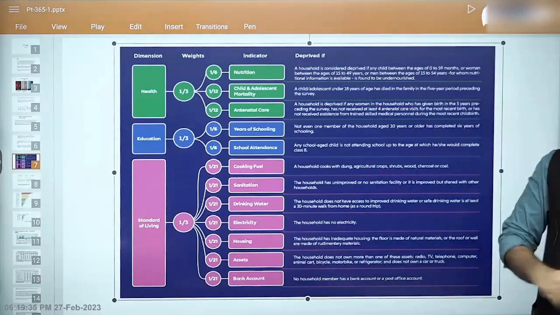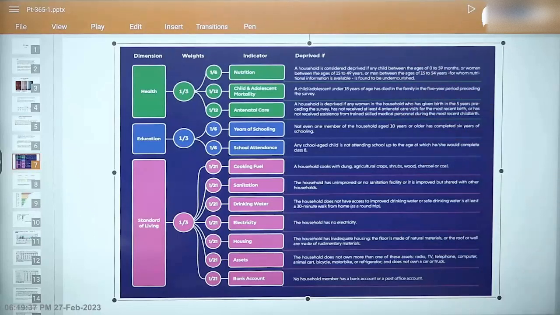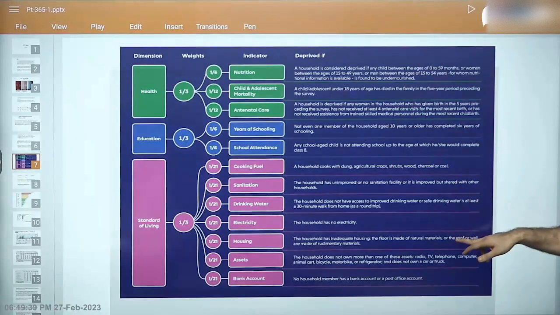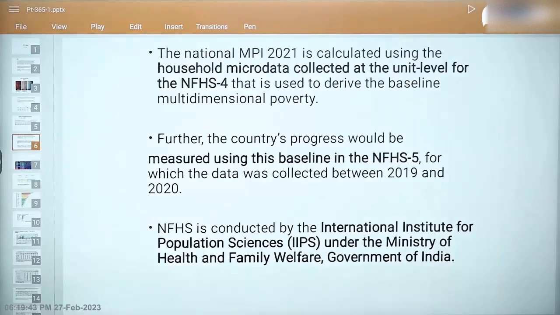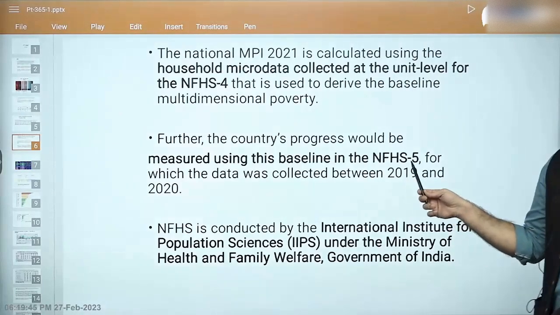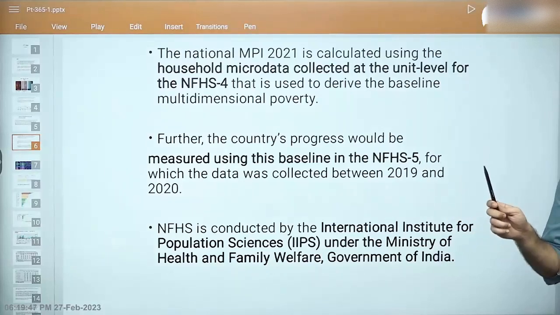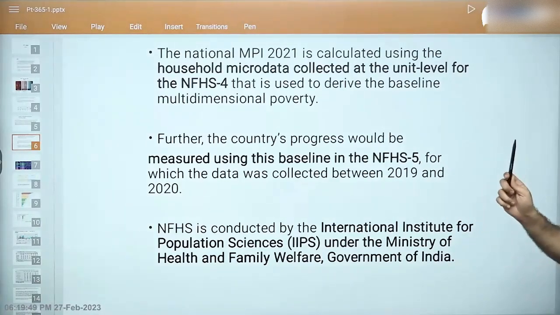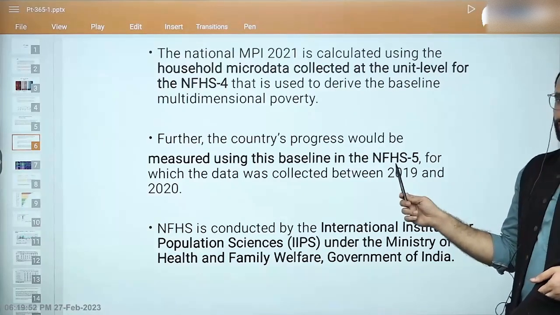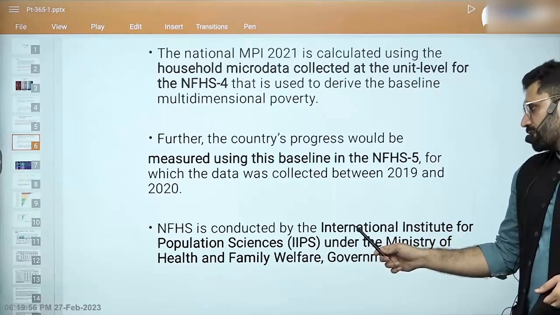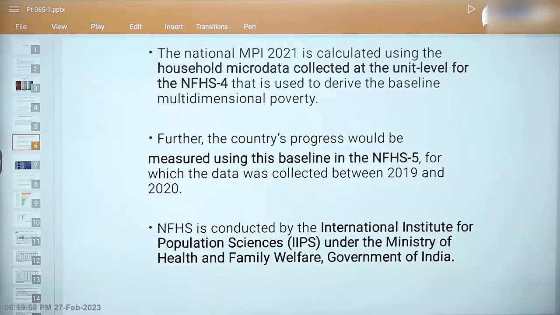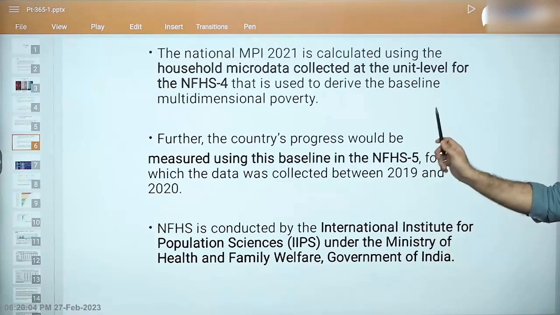From where does it get the baseline data for all this? It is the NFHS 5. The last was calculated on NFHS 5. The multi-dimensional poverty index in 2020-21 by Niti Aayog is calculated on the baseline data of National Family Health Survey 5th, which is done by International Institute of Population Sciences under the Ministry of Health and Family Welfare. All of these information can be a question in prelims.